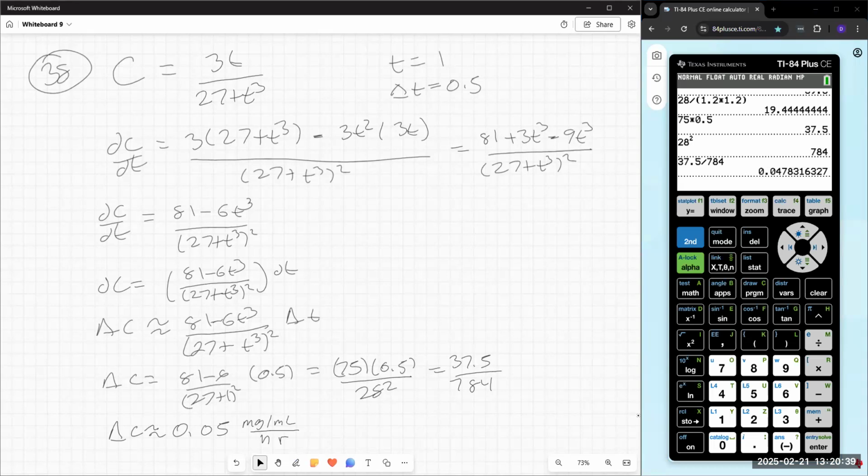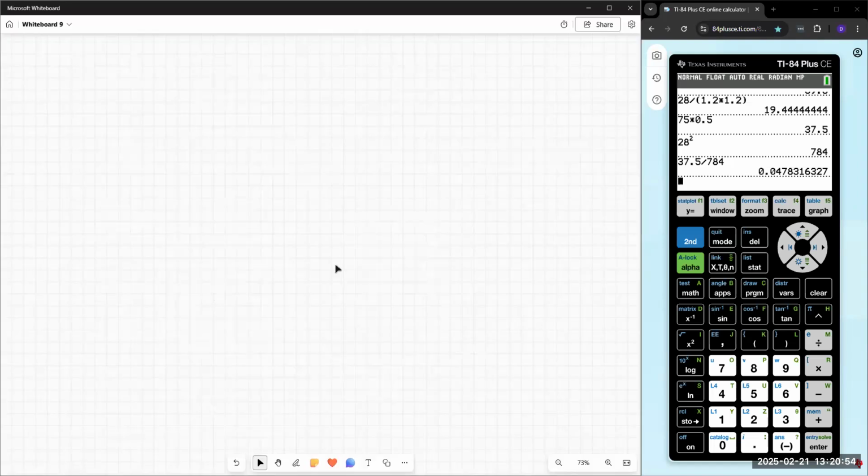We were not told to compare that to the actual change in concentration, just to find the approximate change in concentration there. Let's look at number 39. We're given a couple points with demand and price. If I remember right, these are watches being sold: 150 watches are sold when the watches are sold at $50 apiece, and the quantity sold drops to 120 when the price is raised to $60.